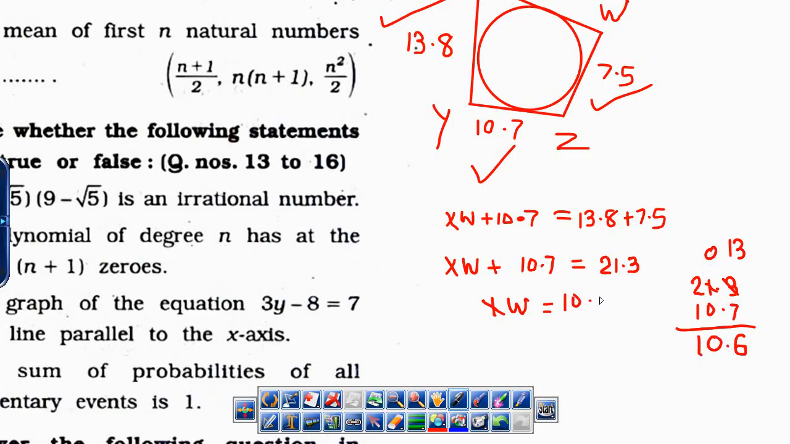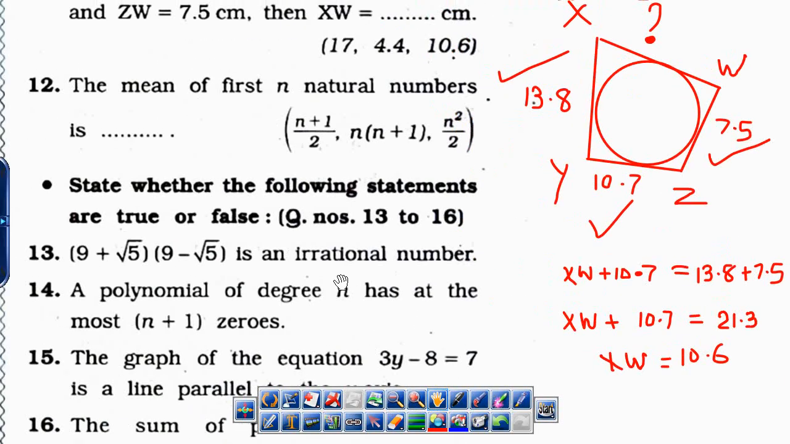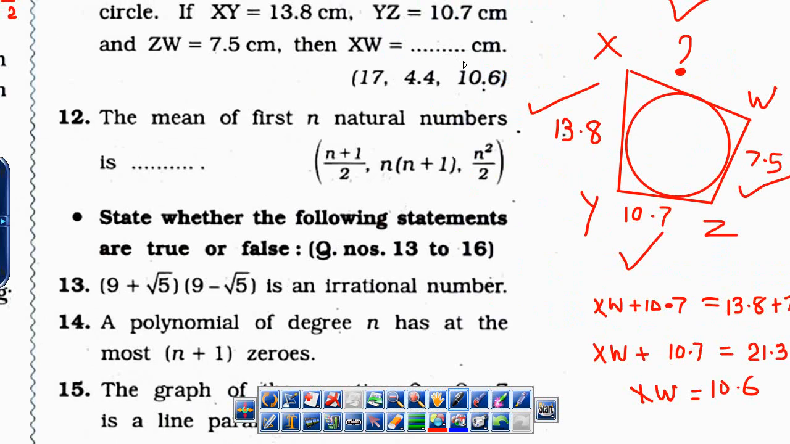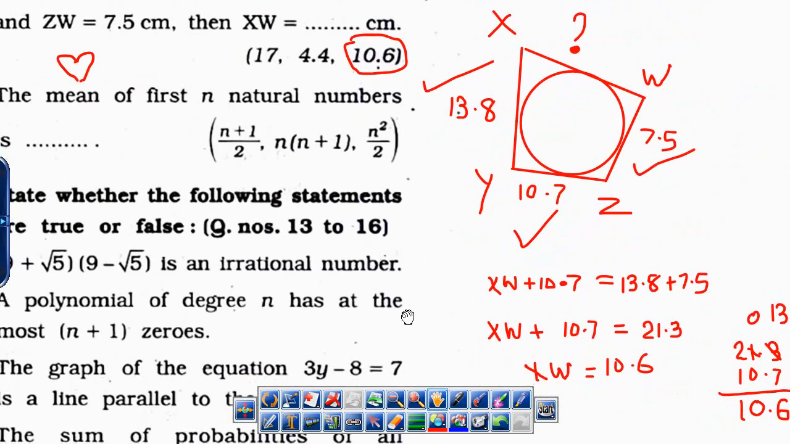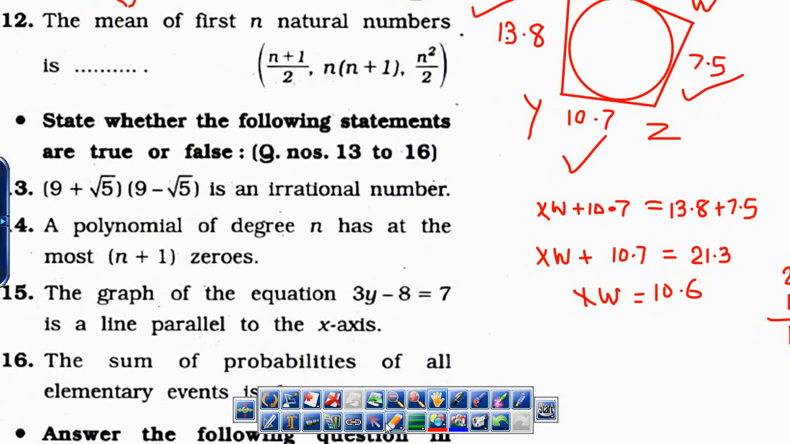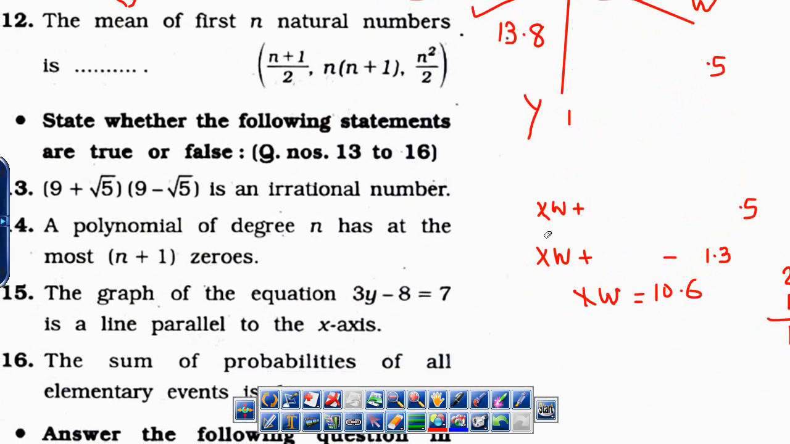Answer is 10.6. Here it is: the mean of first n natural numbers. This is something which you should learn by heart, but still I'll tell you the method. Find the mean of first n natural numbers, and after that, memorize it permanently.